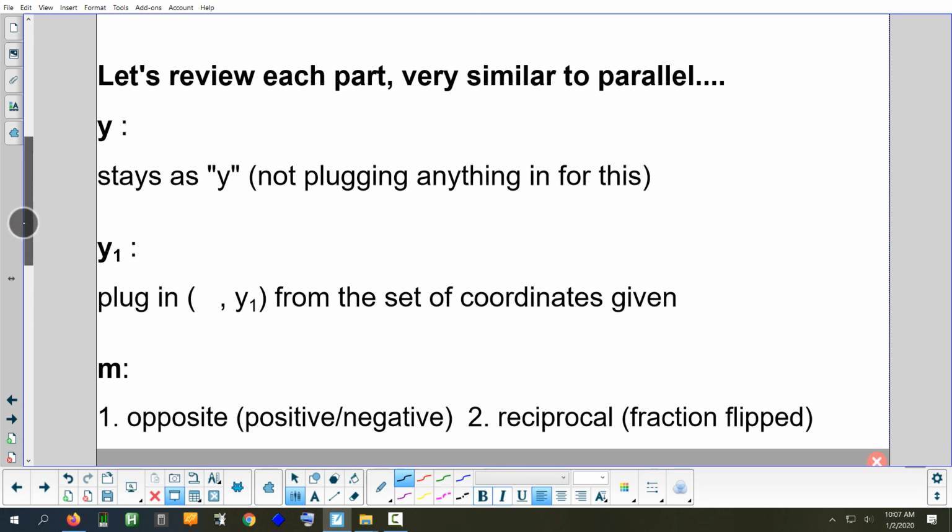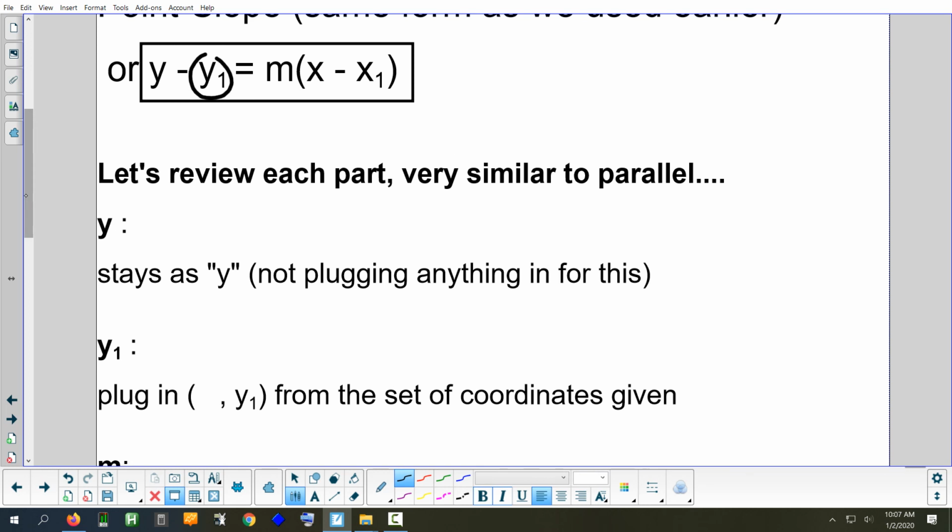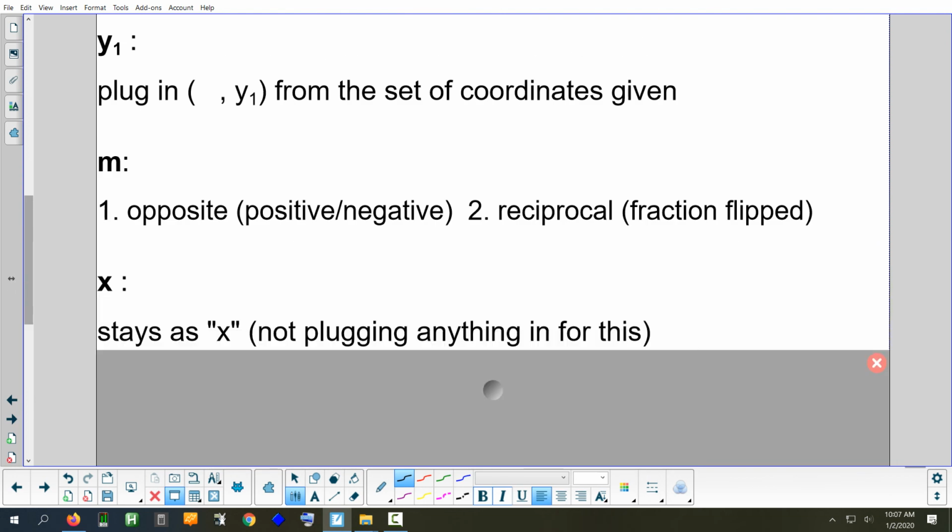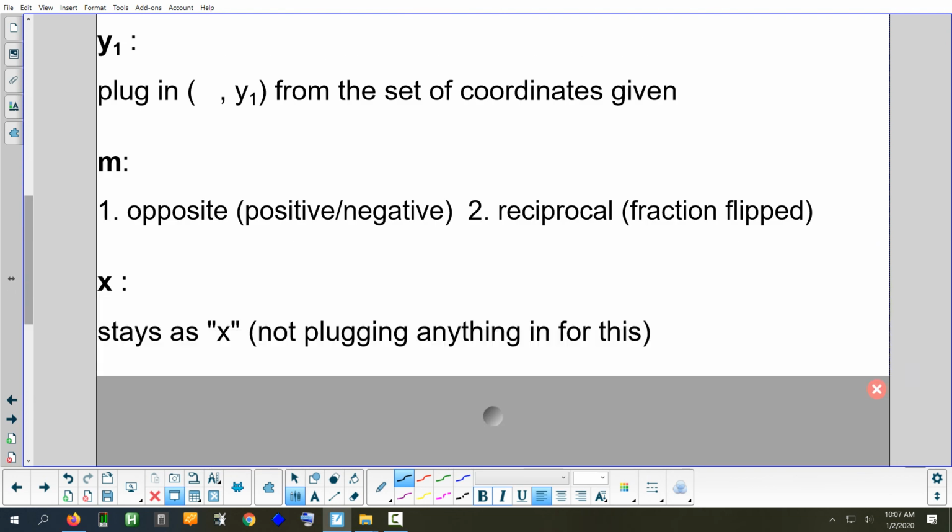All right, so we get the y, we get the y1, we get the m. What's the next letter after m? X. Do we do anything with the x? Nope. X stays as x. If you guys look back at your notes from the last class we had, you already wrote all these steps before. It's just we kind of split it with the vacation, so we'll just write them again. So x stays as x.